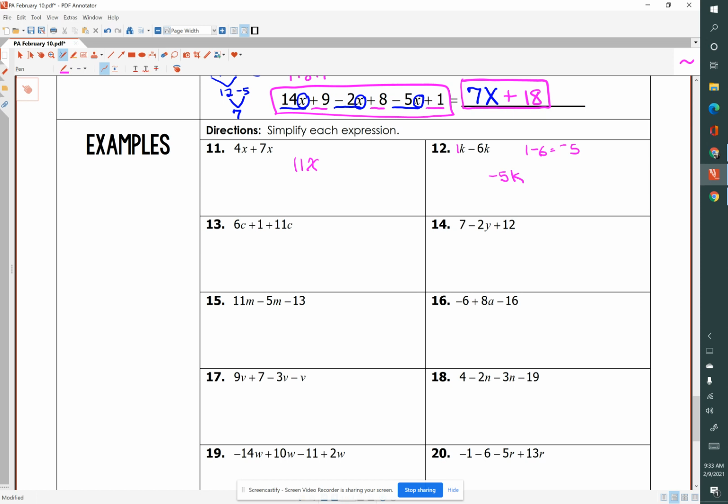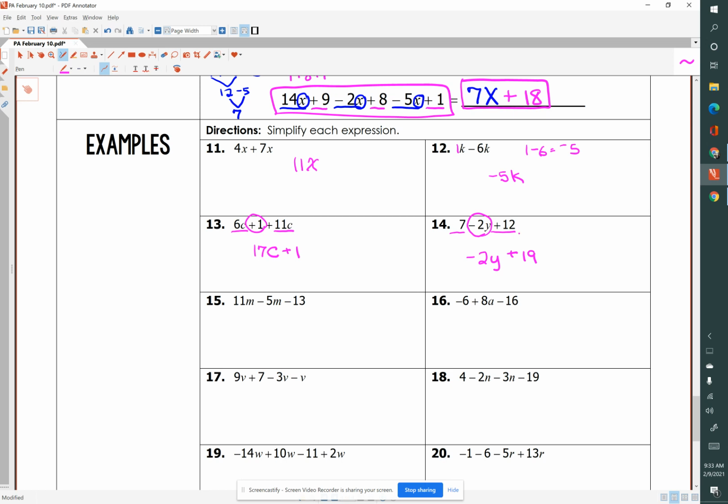Number 13, we have 6c plus 11c. They can be combined. 6 plus 11 is 17c. And then we have this constant, which stays by itself. It cannot be combined with anything. In number 14, we have 7 plus 12, and 12 plus 7 is 19. We also have negative 2y. Negative 2y cannot be combined with anything, but the 12 and the 7 total 19.